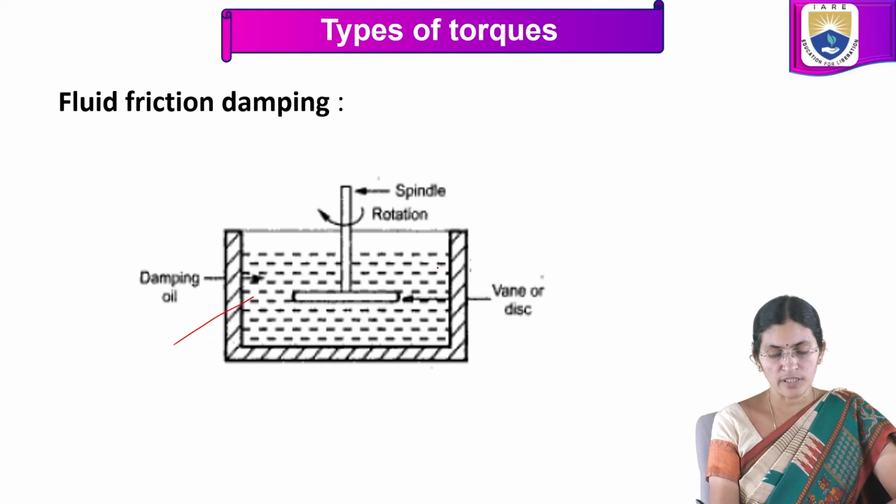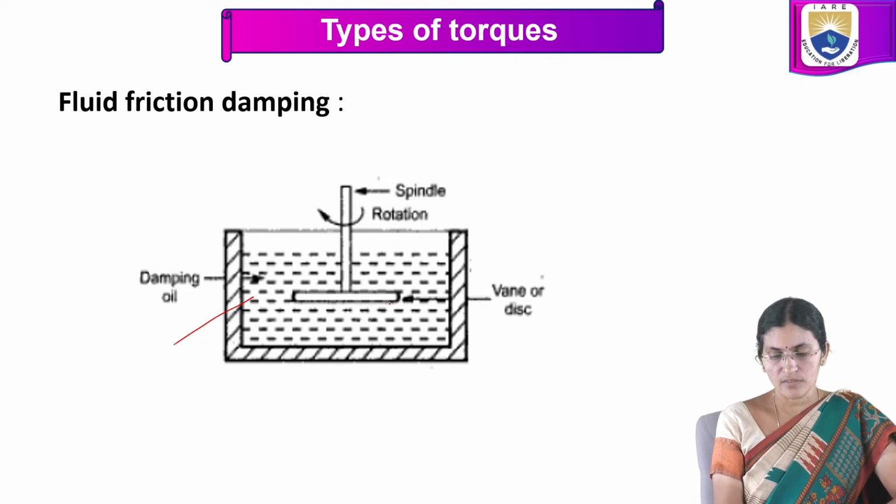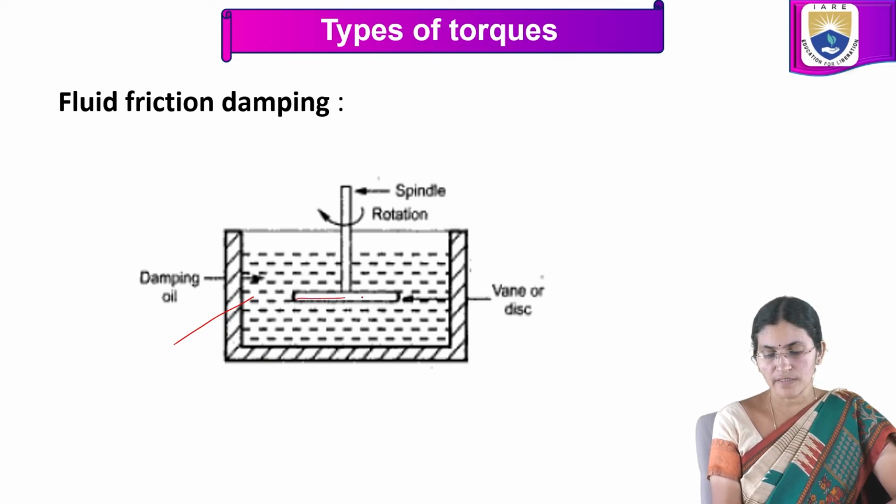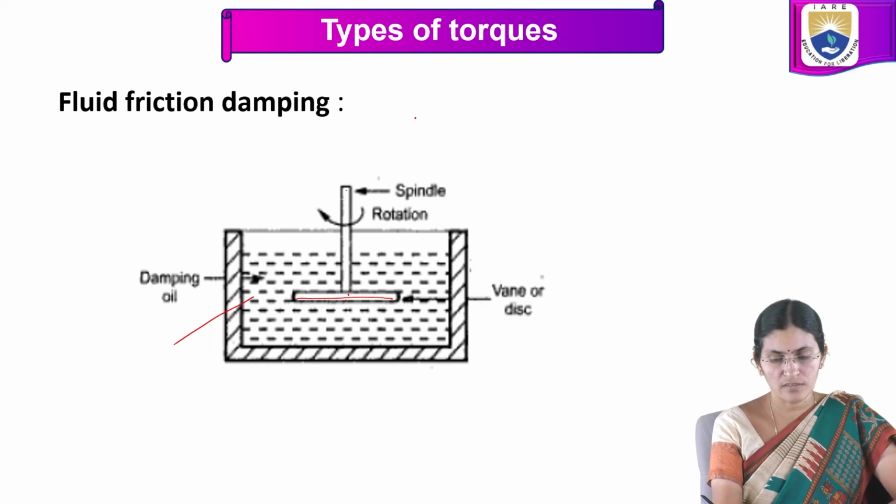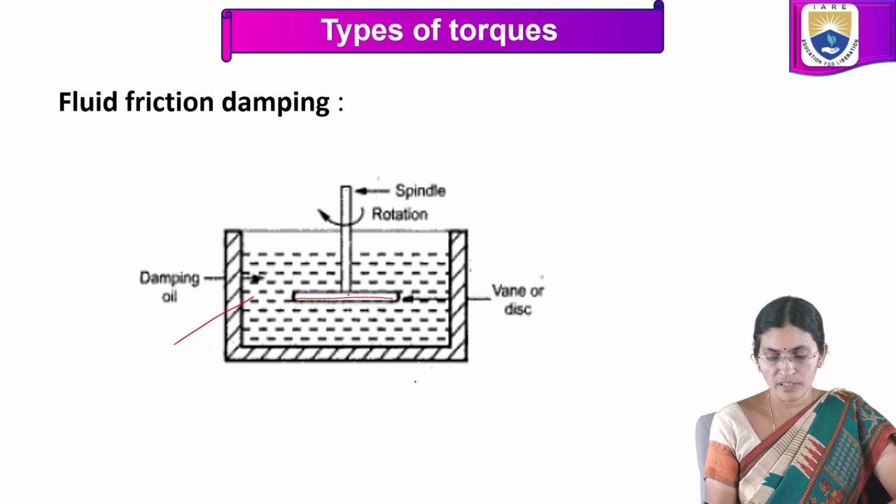The viscosity of the fluid is used to provide the damping torque. You can see in this diagram we have a vessel filled with oil. There is a vane or disc, the spindle is attached to this, and attached to the spindle we have a pointer. When the pointer oscillates, there will be oscillations in this disc also. So it will be tilted in this way according to the oscillations of the pointer.